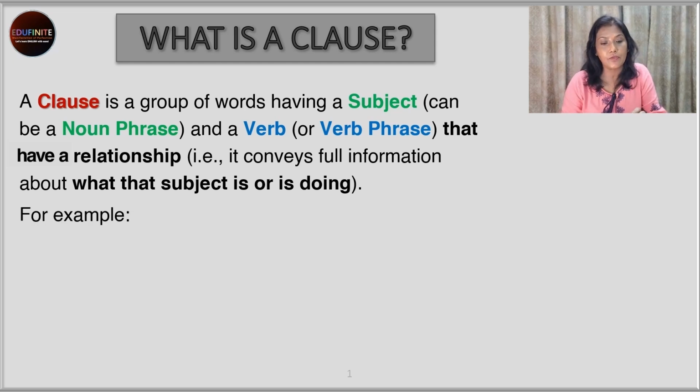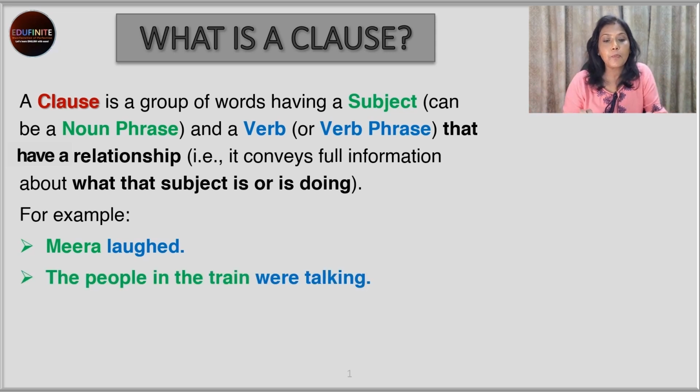Now, let's look into some of the sentences. Mira laughed. Now we've got just two words. One is Mira, which is the subject, it's a noun, and laughed, it is the verb. And these together are perfectly conveying a complete thought. So we are understanding the meaning. Mira laughed. Yes, there was something maybe funny or something she heard, some joke or something, so she laughed.